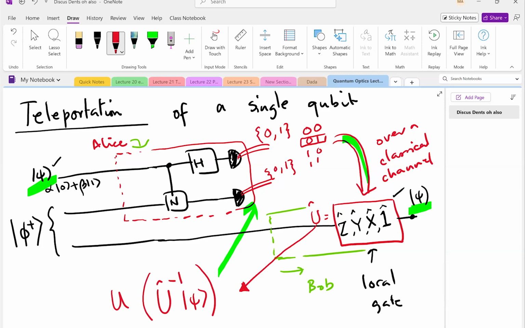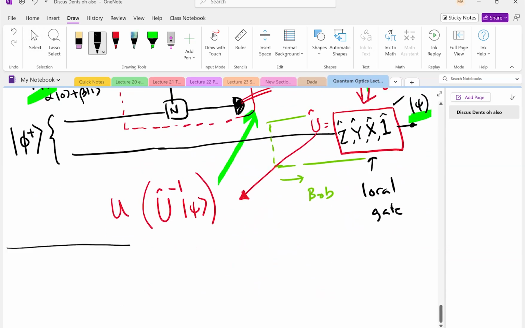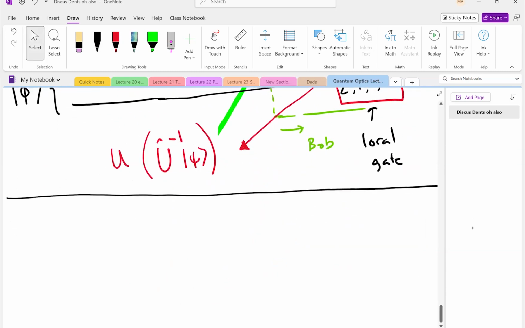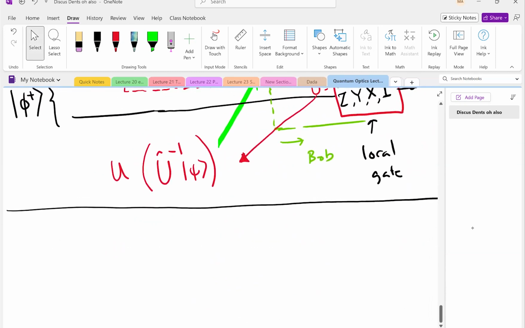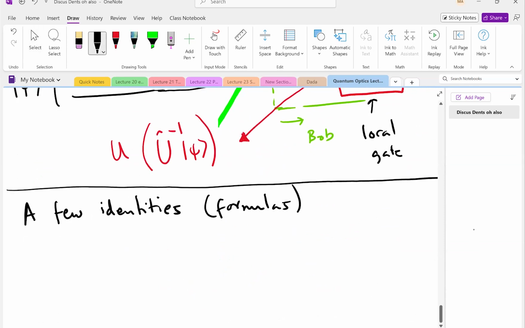So let me do a step-by-step progression of this idea and see how measurement-based quantum computers can be implemented, or designed. The first thing that we need to remember is a few identities, or formulas, which come in really handy. First of all, we are reminded that every unitary operator on a single qubit can be expressed as a rotation. So single qubit unitary operators are rotations on the Bloch sphere.